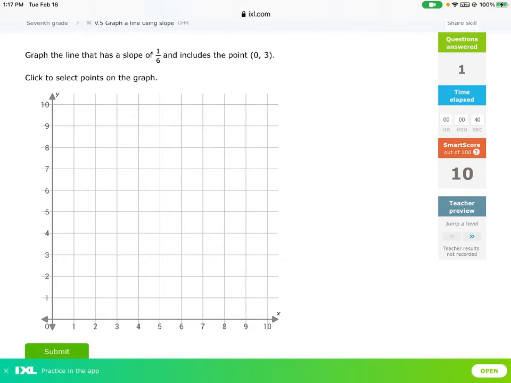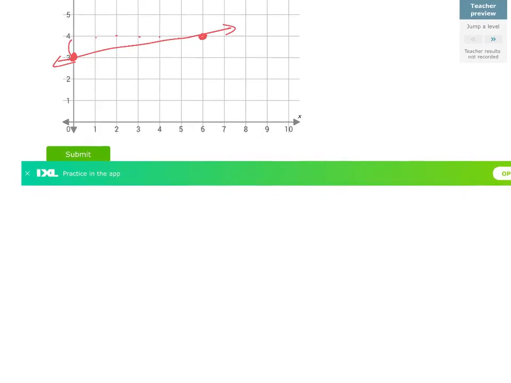Now, your IXL is going to look like this. It says graph the line that has a slope of 1/6, so we know it tilts right. And it has to go through this point, 0, 3. So you want to first start here, plot that point. Okay? So we go over to 0, 3, which is right here. And then what I do is I rise 1 and run 6. 1, 2, 3, 4, 5, 6. Here's your point, and you connect them.